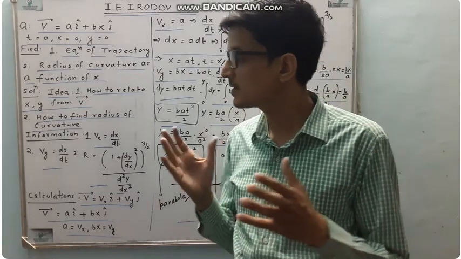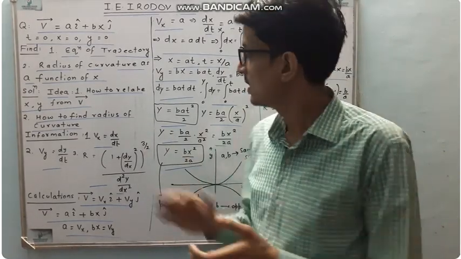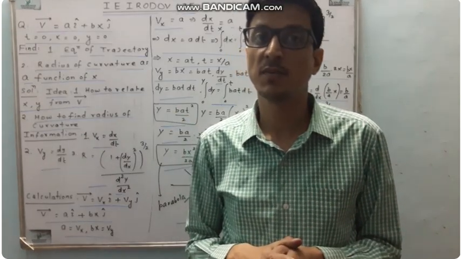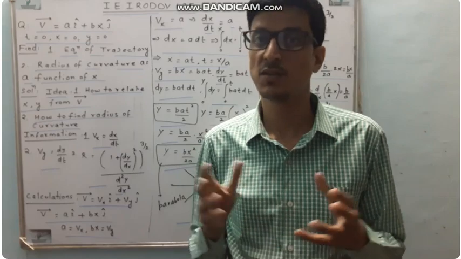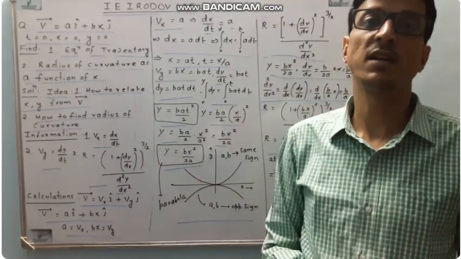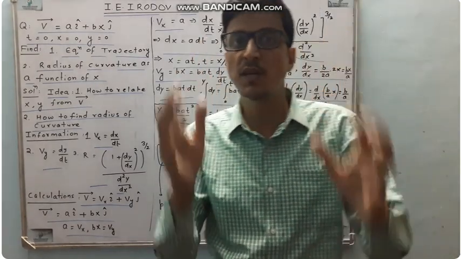So let's have an idea for that. So the first thing is how to relate x and y from value of velocity. We need to have an idea for that. The second is how to find the radius of curvature. So we need to rack our brain for that.